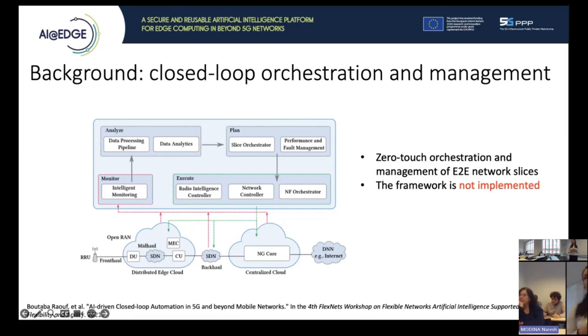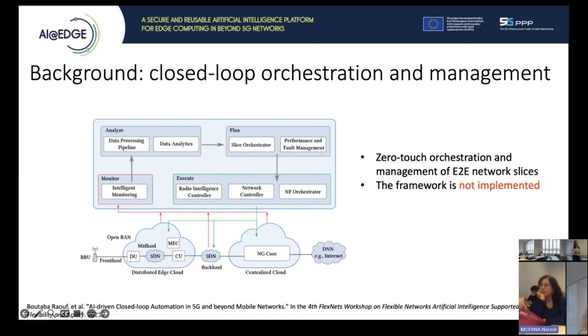Before going through our work, we would like to go through some works from the literature that have been leveraging the MAPE loop. For example, in this work, the authors wanted to show their vision on the zero-touch network orchestration and management for end-to-end network slices. They went through each block and tried to explain how we could use them and how to develop them.